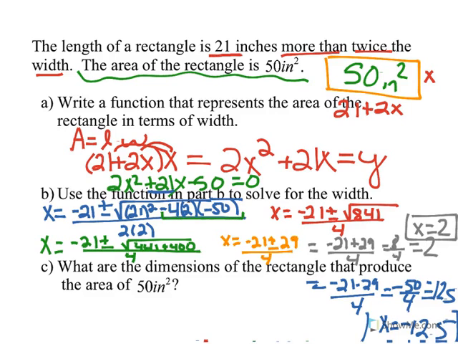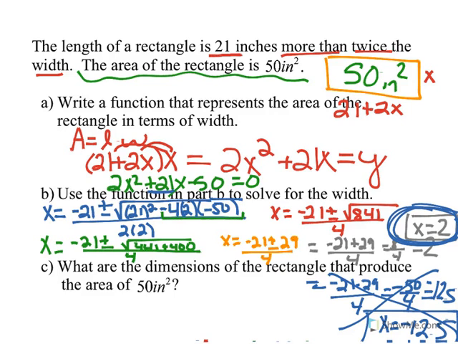Now let's stop and think for just a moment. Does that seem reasonable? Could our width be a negative value? Could we have a negative 12.5 inches? The answer is no, we cannot. So the solution where we did minus 29 is not a valid solution. So when letter B says find the width, we're going to stick with x equals 2. That is our only value that is possible.